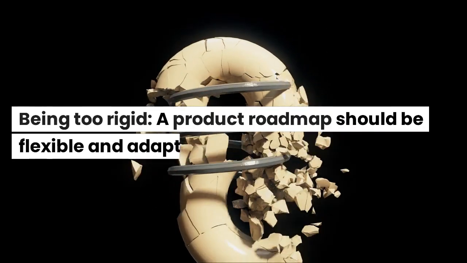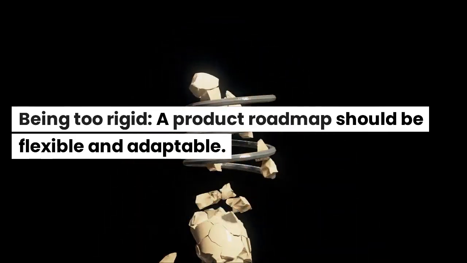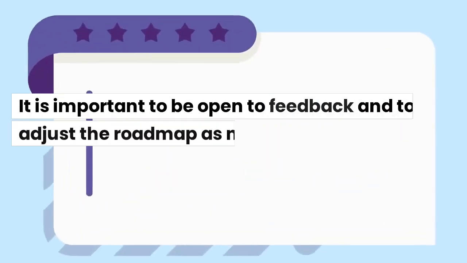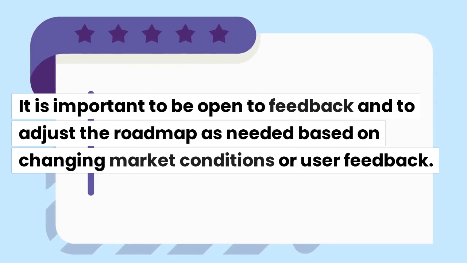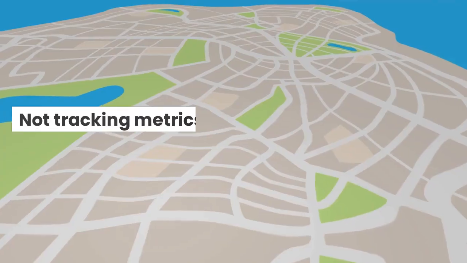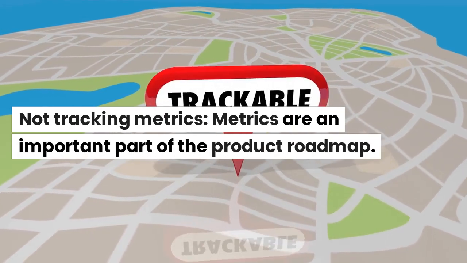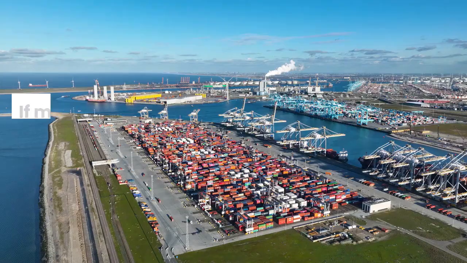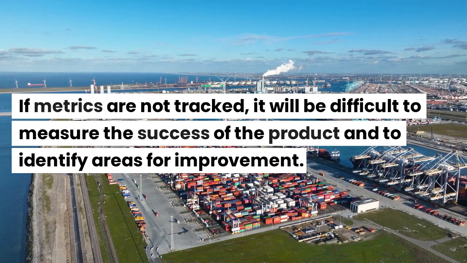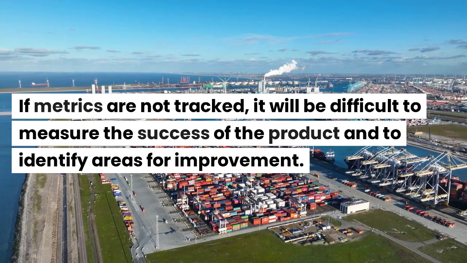Being too rigid. A product roadmap should be flexible and adaptable. It is important to be open to feedback and to adjust the roadmap as needed based on changing market conditions or user feedback. Not tracking metrics. Metrics are an important part of the product roadmap. If metrics are not tracked, it will be difficult to measure the success of the product and to identify areas for improvement.